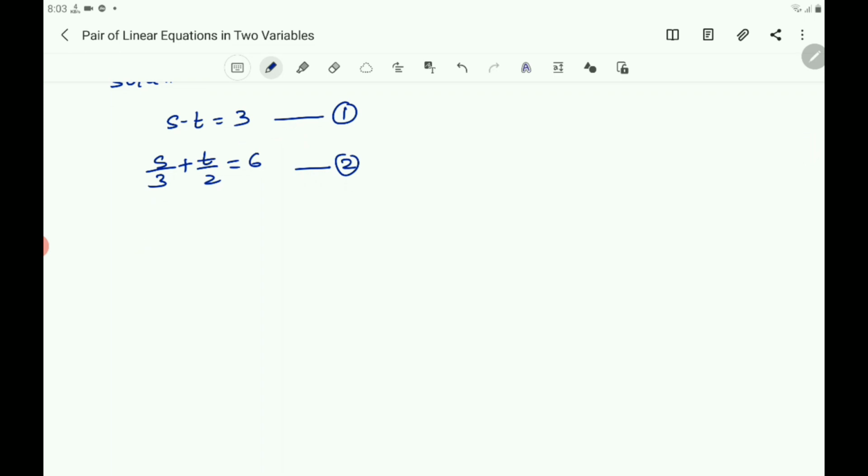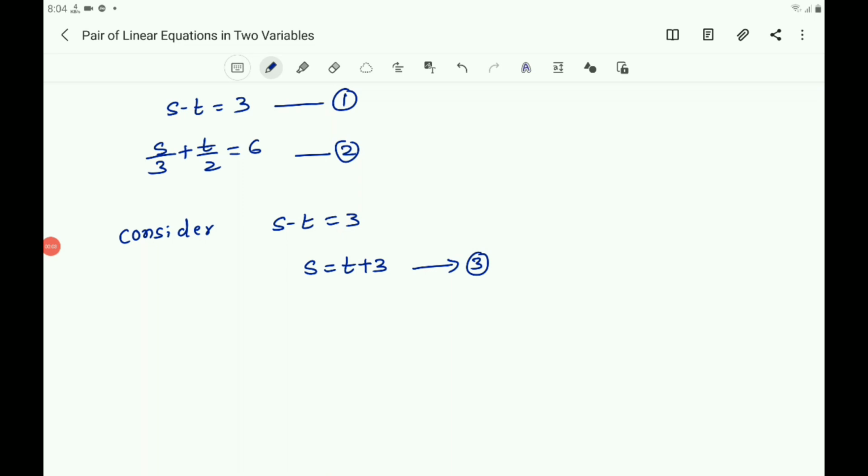Consider s minus t equals 3. Now here minus t is there. Better to transfer that only to the RHS. Then it becomes s equals t plus 3, or 3 plus t. Here minus t is transferred to RHS, then it becomes plus t. And you consider this s equals t plus 3 as the third equation.